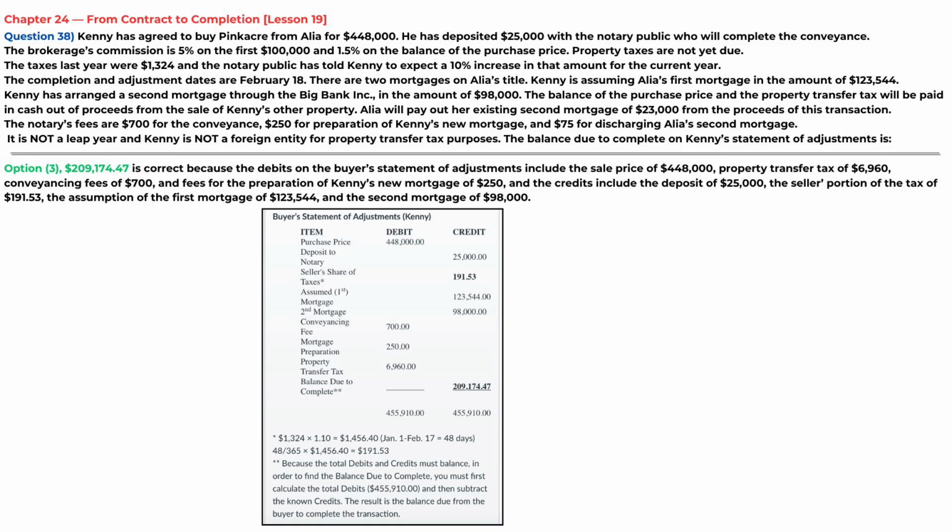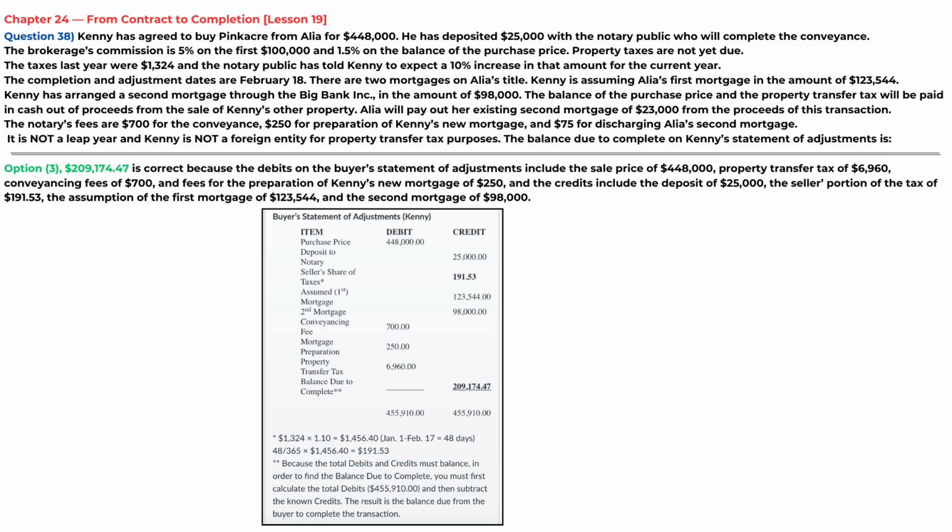The taxes last year were $1,324, and the notary public has told Kenny to expect a 10% increase in that amount for the current year. The completion and adjustment dates are February 18th. There are 2 mortgages on Alia's title.